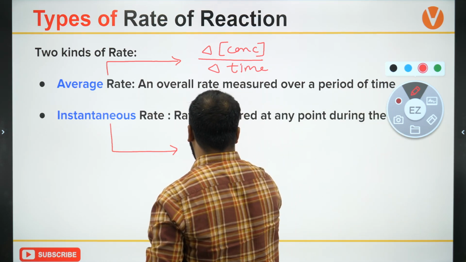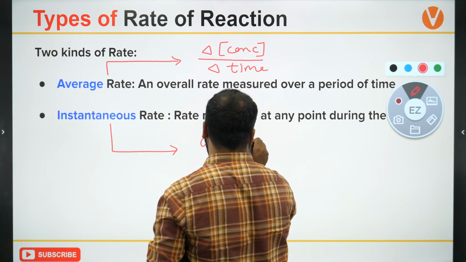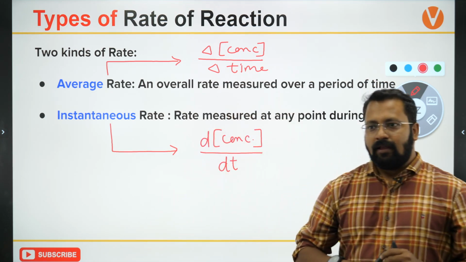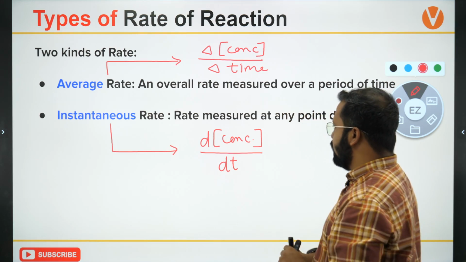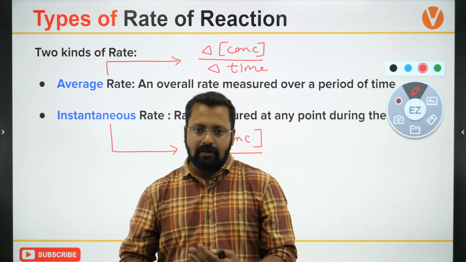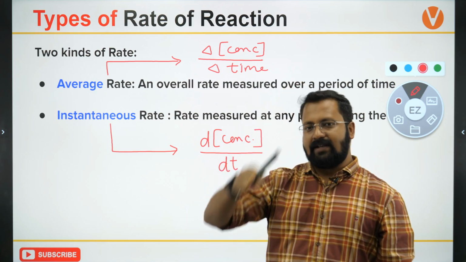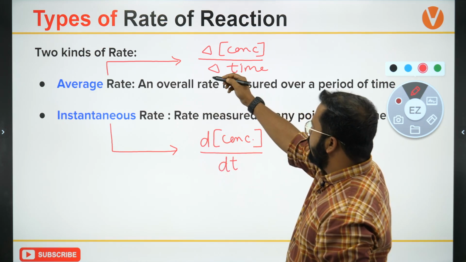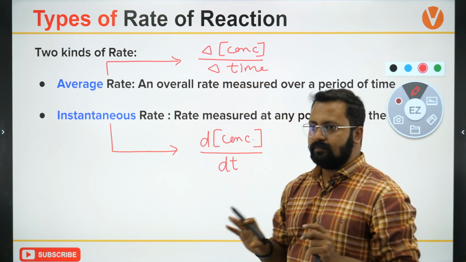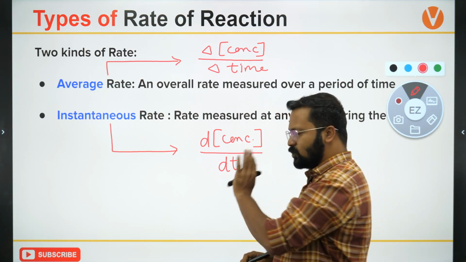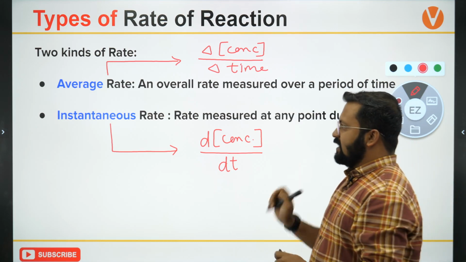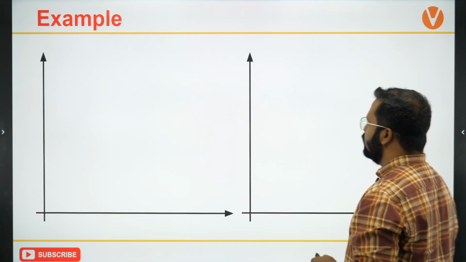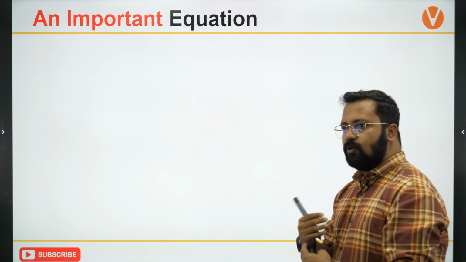Over here it will be written as d of concentration upon dt. Okay, so remember, instantaneous rate will be written by taking a slope, putting a tangent on the slope that we are obtaining, which is nothing but d of concentration by dt, and average rate is delta of concentration by time. It's a very simple expression. Let us understand with a simple example how to write it. An important equation. Let's try to understand an important equation.